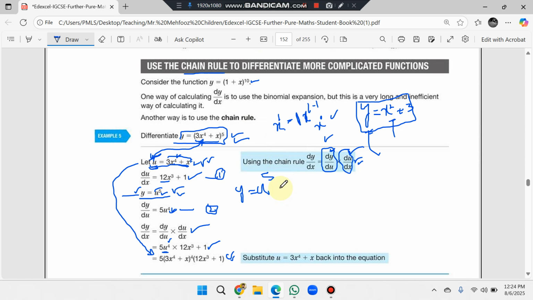Okay, but I have a question. To use the chain rule, does there have to be like a whole power or the whole... Sorry, what are you saying?